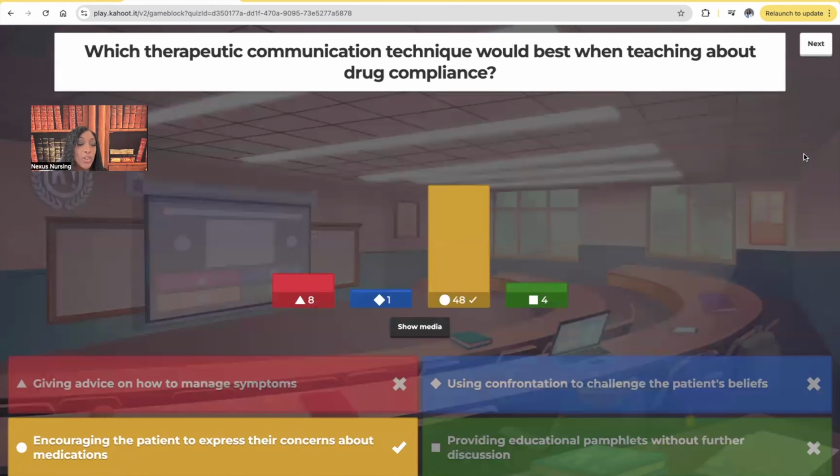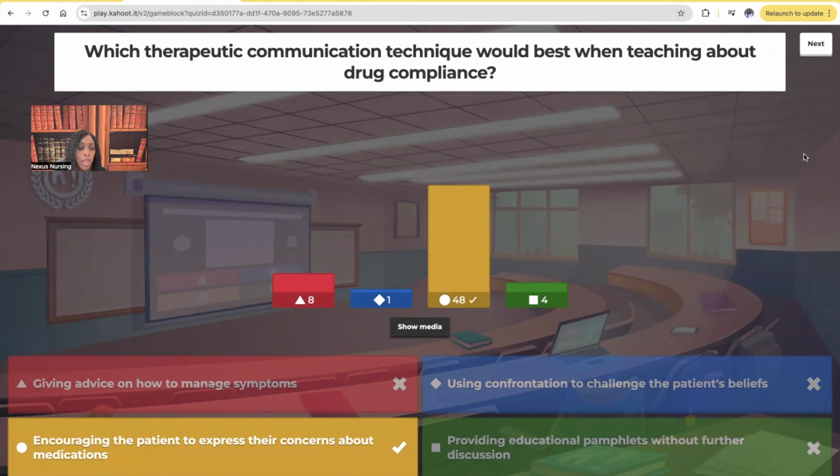Very good. Encouraging the patient to express their concerns about medications. So we're teaching about compliance. The first thing we've got to find out is why are you not being compliant? So we need to hear what their concerns are because they may have some misplaced concerns. They may have some false beliefs. So we have to do teaching, but we can't do teaching until we know what their thought process is.